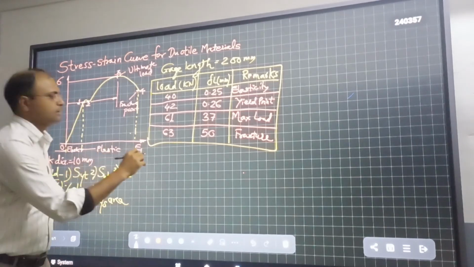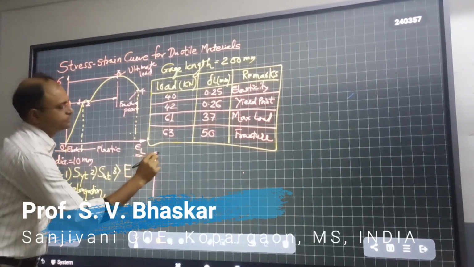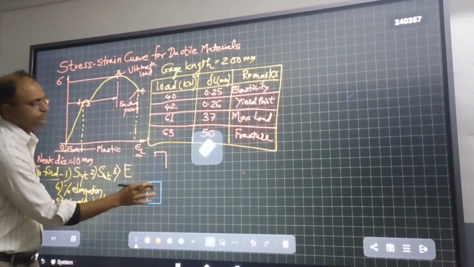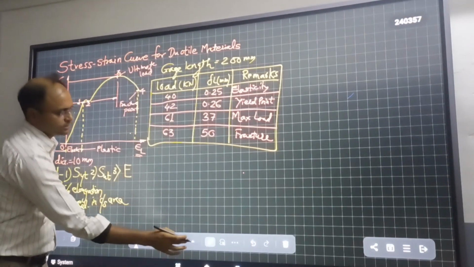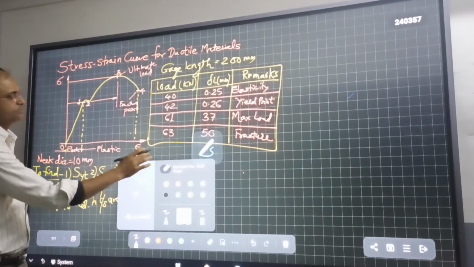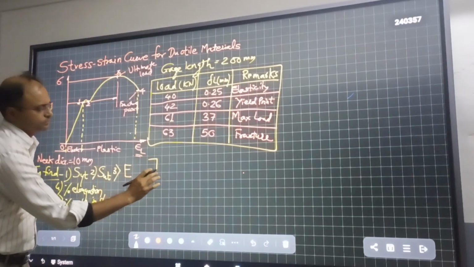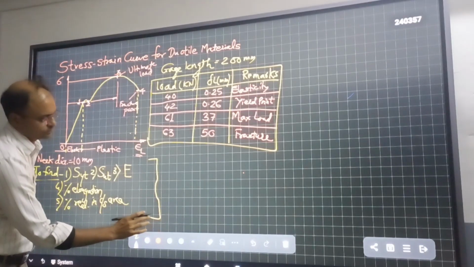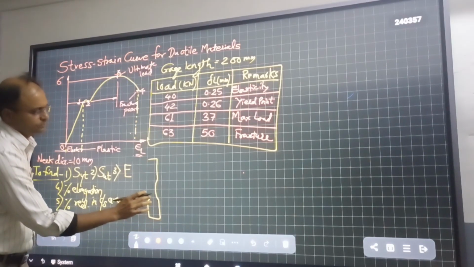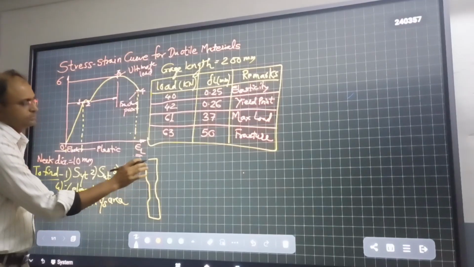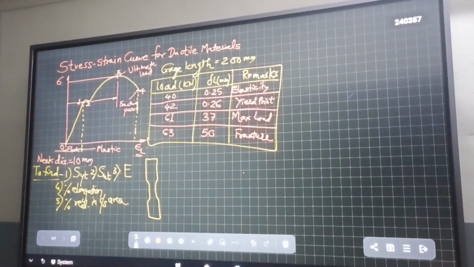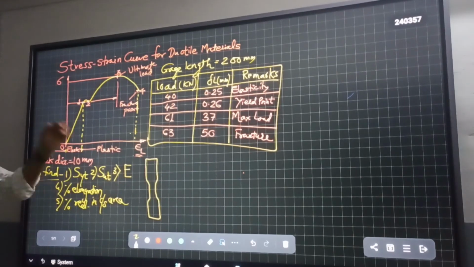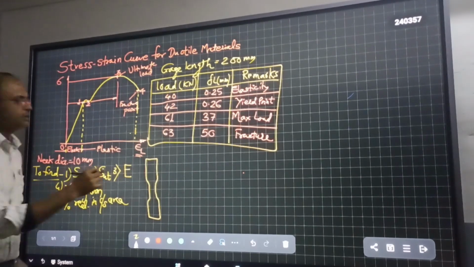Let us first understand. If this is a specimen, the specimen of this UTM is something like this. It is a standard specimen. Dimensions are specified in the standards. So the specimen is like this.